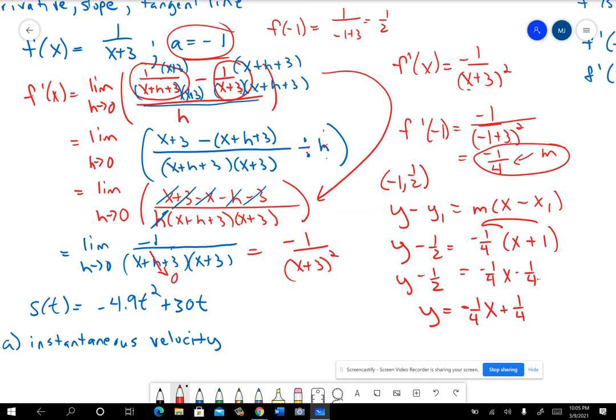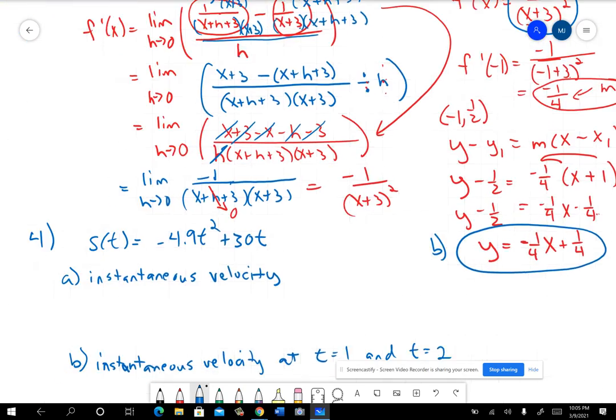Okay, so on that one, you were supposed to do, the answers were this, right? Getting the f prime of x and then getting the equation of the tangent line was part B, and that would actually be all the way down here. Okay. All right, so let's move on to number 4.